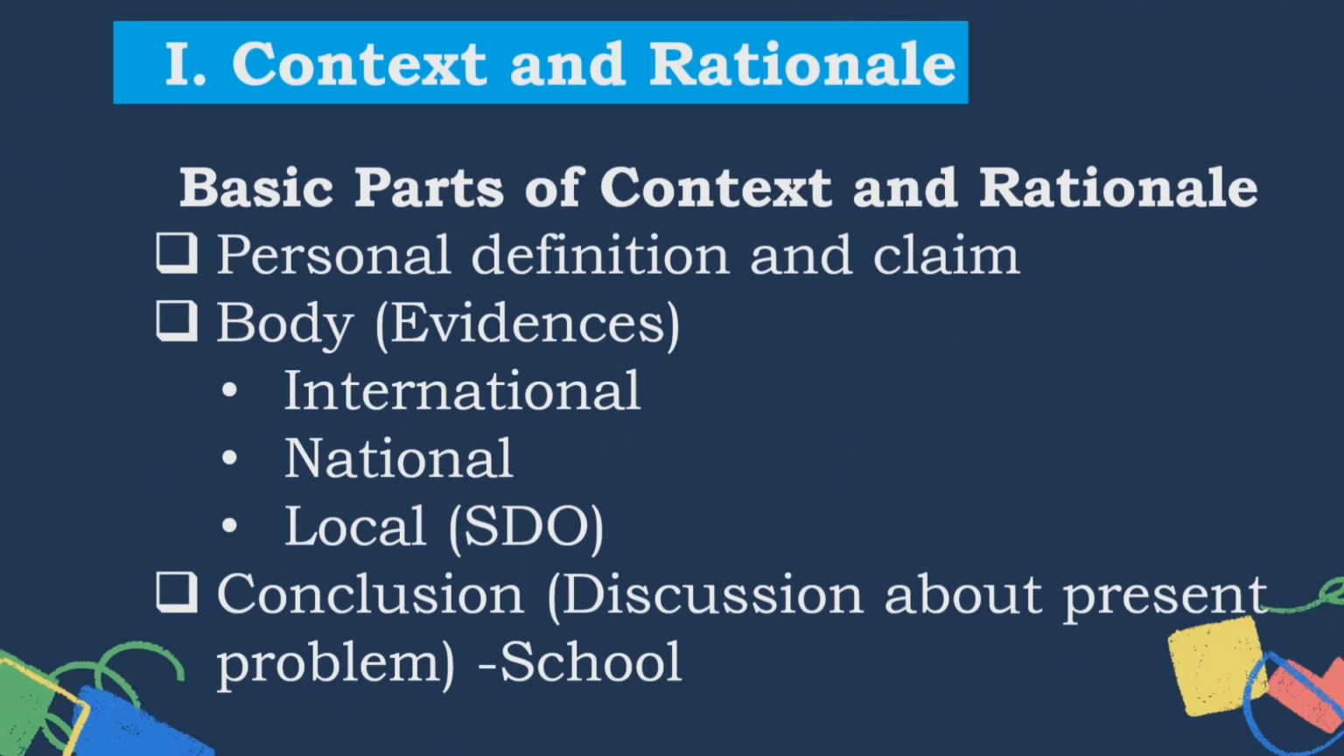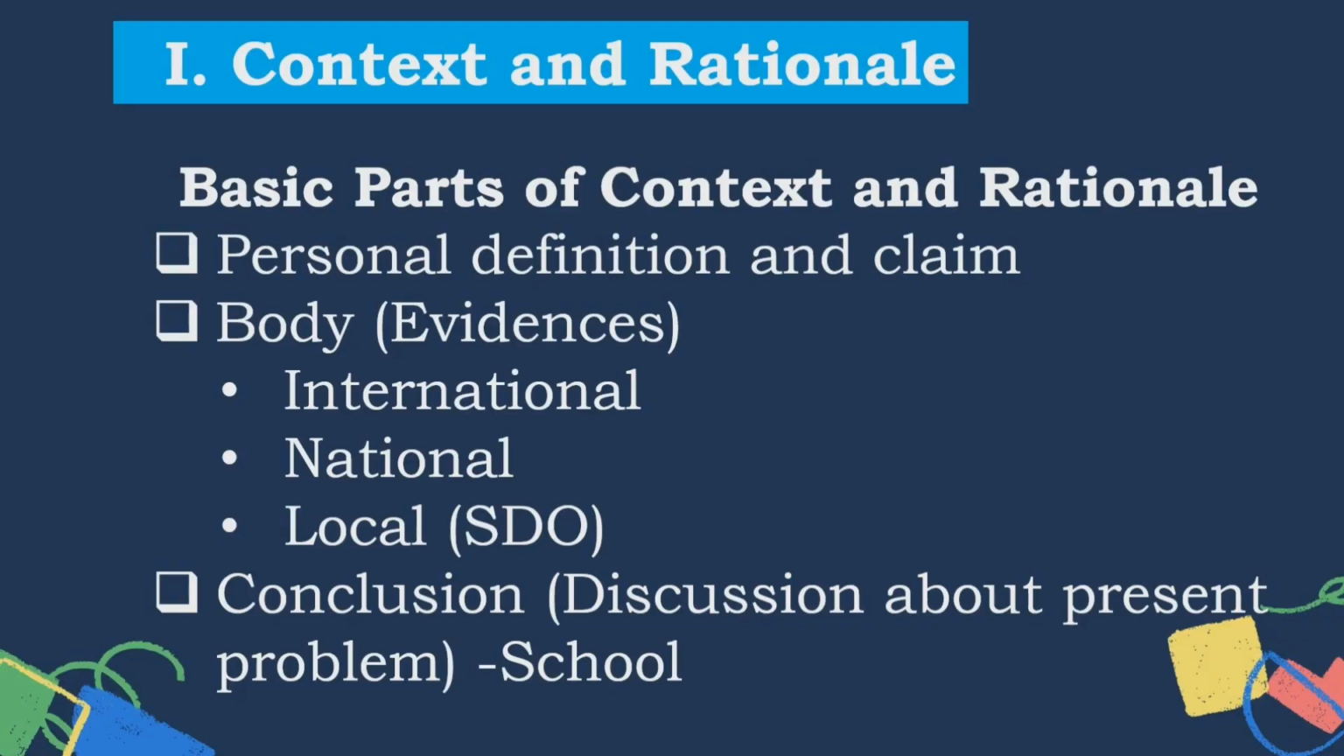Now, let's talk about the first part or chapter 1. We have the context and rationale. Your context and rationale is your introductory part of the action research that you're trying to do. So we have here the basic parts of the context and the rationale. First, the personal definition and claim. How would you define whatever it is that you're trying to address?